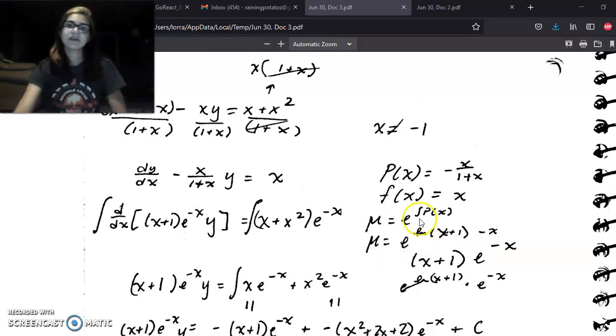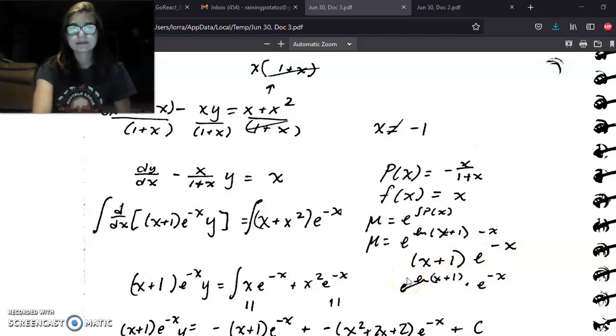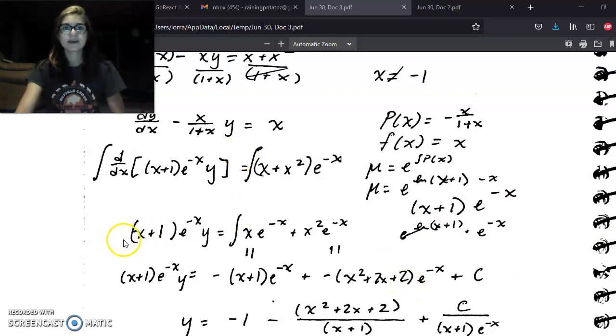In order to solve this, you find the integrating factor mu, and mu is equal to e to the integral of p of x dx. There should just be a dx here. So you just plug in that integral, so you get e to the ln of x plus 1 minus x. And so you get x plus 1 times e to the negative x. And so you plug this in to this equation right here. So mu times y is equal to this integral.